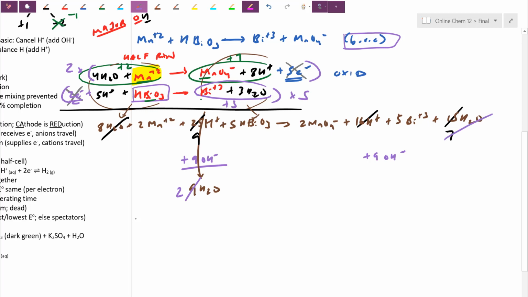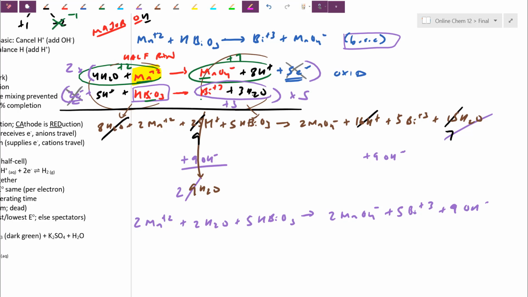So therefore, in basic, it's actually 2 Mn plus 2 and 2 waters and 5 HBiO3 becomes 2 permanganate, 5 bismuth, and 9 hydroxide. If I did everything correctly, the charges should still be balanced here. 2 times 2 is plus 4, and then I have 15 minus 2 minus 9, so 15 minus 11, so plus 4, plus 4. Everything's good. So that's basic.